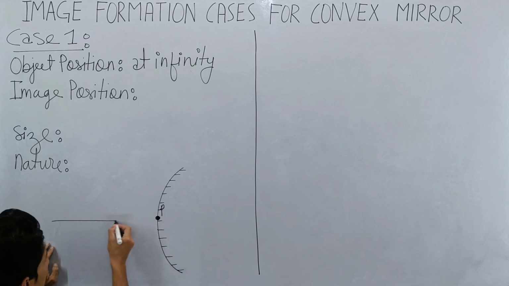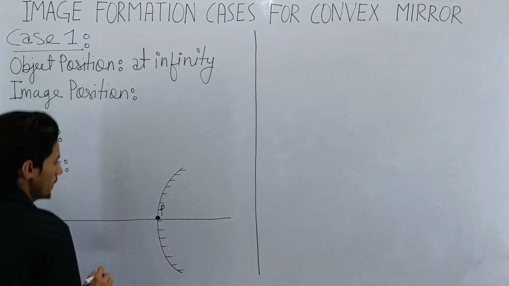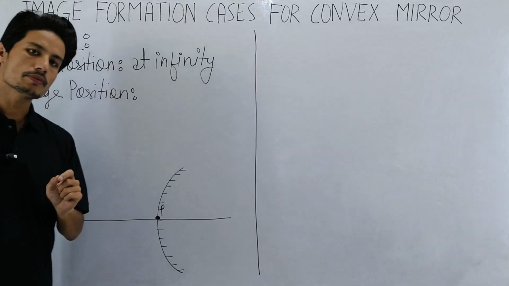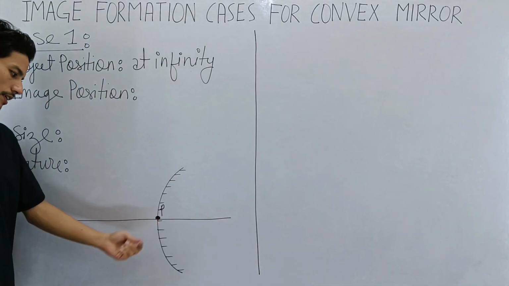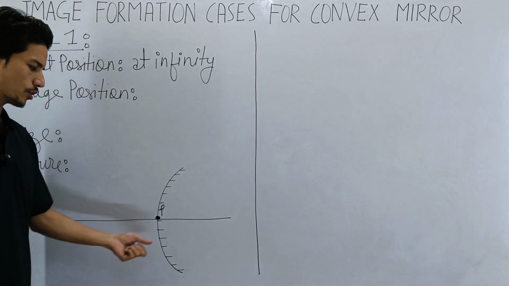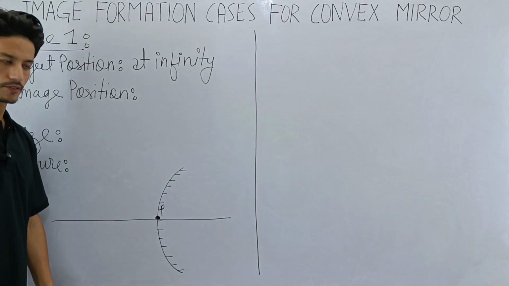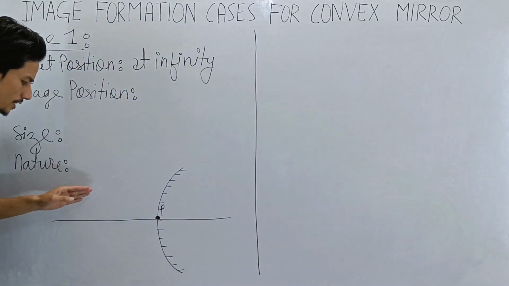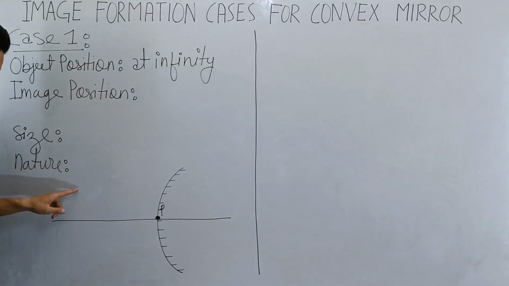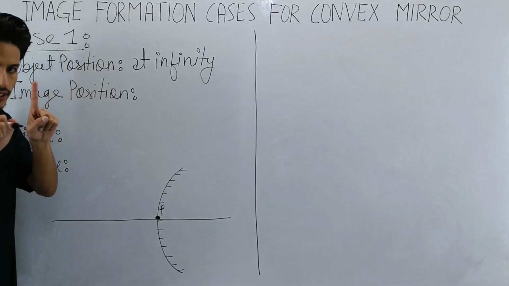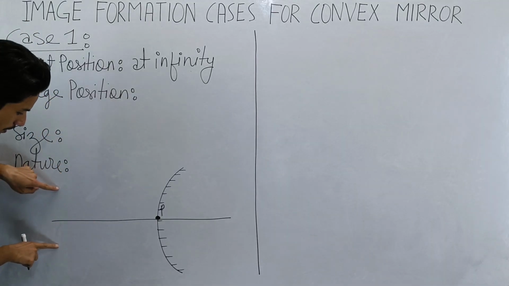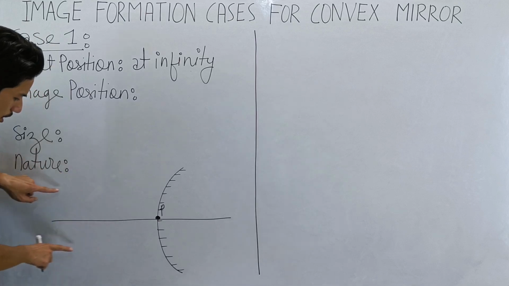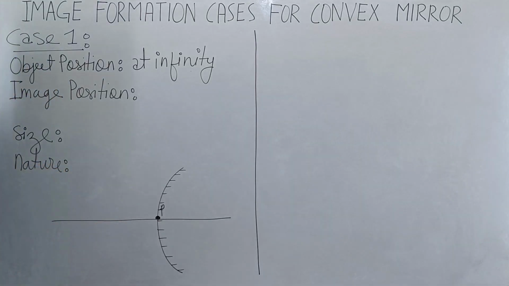Then I'll be drawing this line. What is the name of this line? This line is called the principal axis, which passes through the pole of the mirror, and the focus and center of curvature all lie on the principal axis. All right, so we will be considering 2 rays. Remember, whenever the object is kept at infinity, my dear students, always remember that we will be considering 2 light rays, and these 2 light rays will be traveling parallel to each other, as well as parallel to the principal axis.